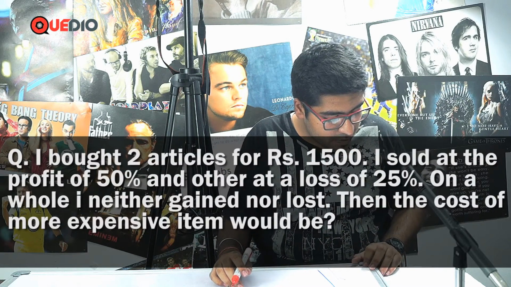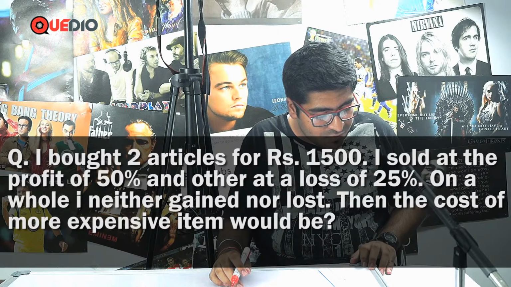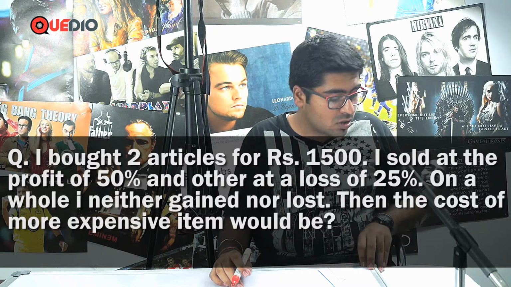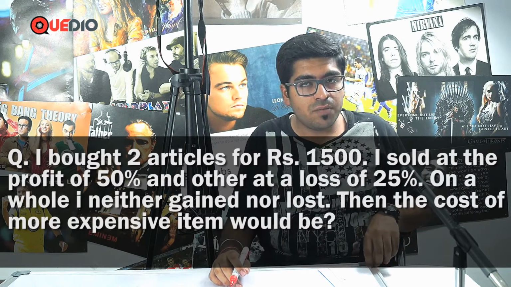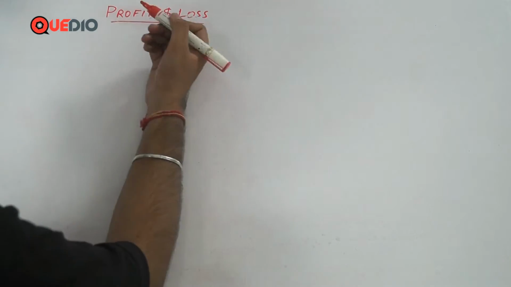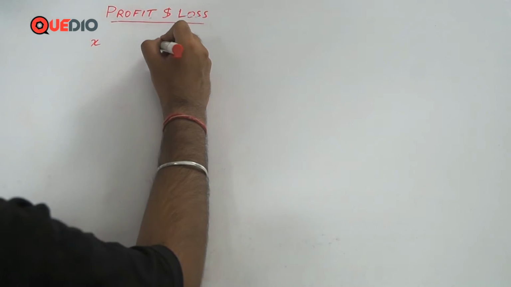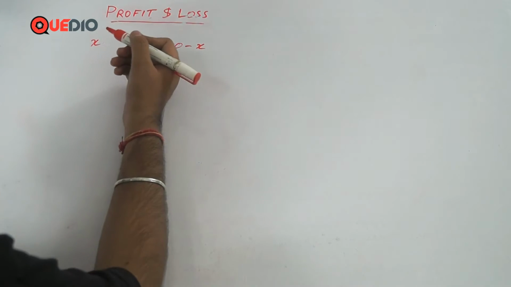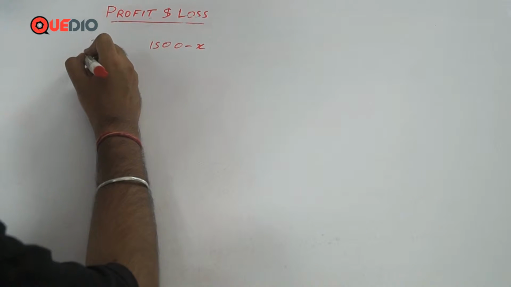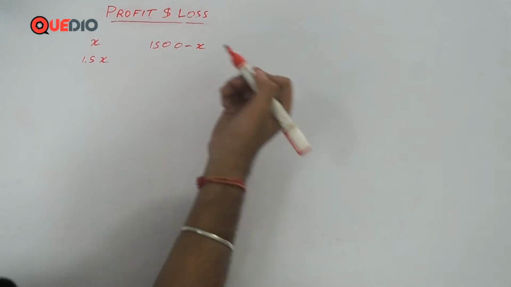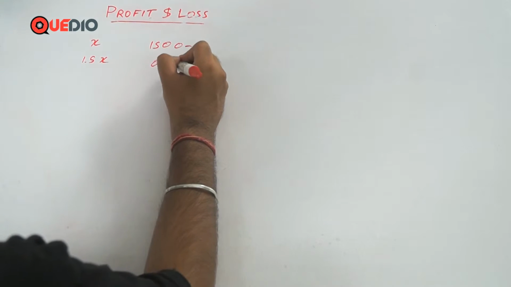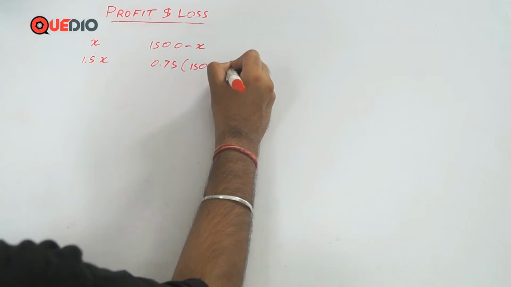Coming to another question. I bought two articles for rupees 1500. I sold one at a profit of 50% and the other at a loss of 25%. On the whole, I neither gained nor lost. Then what is the cost of the more expensive item? Let's say the price of the first article is X and the other article is 1500 minus X. I made a profit of 50% on this article, so it would be 1.5 times the cost, that is 1.5x, and this at a 25% loss, so it would be 0.75 into 1500 minus X.